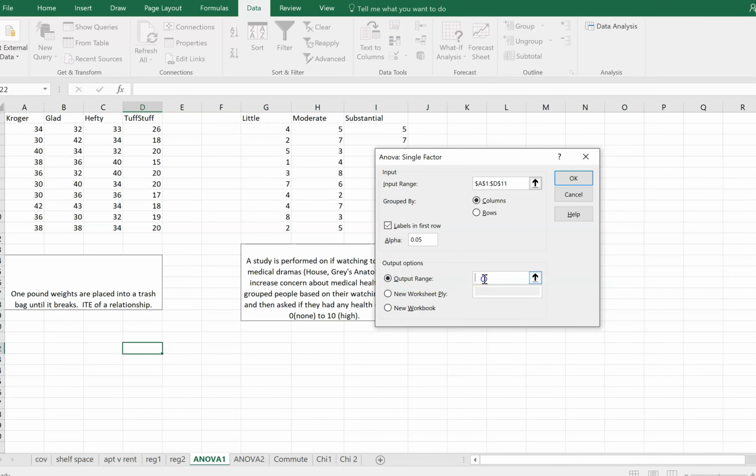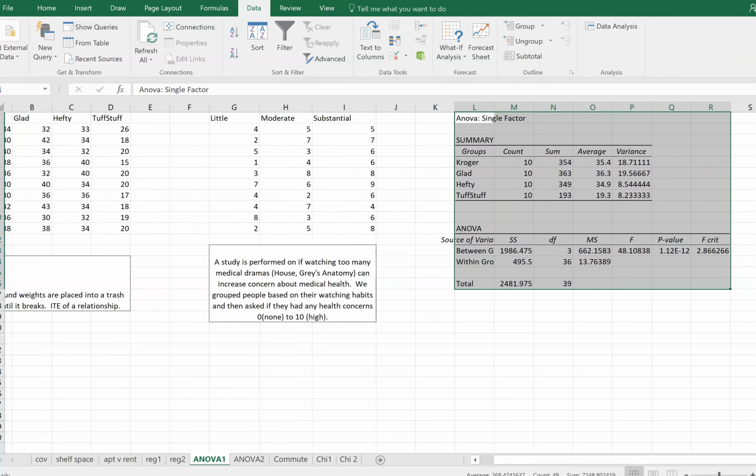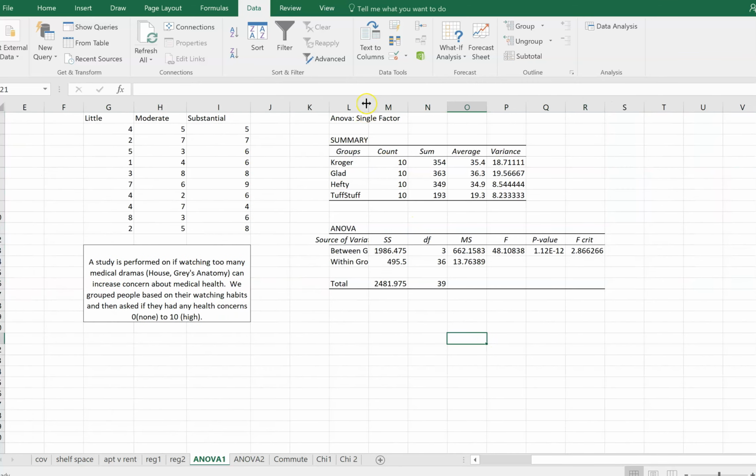Output range, I like to put it on the same page, but as I always say in my videos, bottom to the right should be very empty. A lot of information is coming. So again, scroll in the input. Check off the labels if you did highlight labels. Make sure your alpha is correct for the test you're running. Read the question you're doing. And then click OK. And there we have it. Our ANOVA has been run for us.